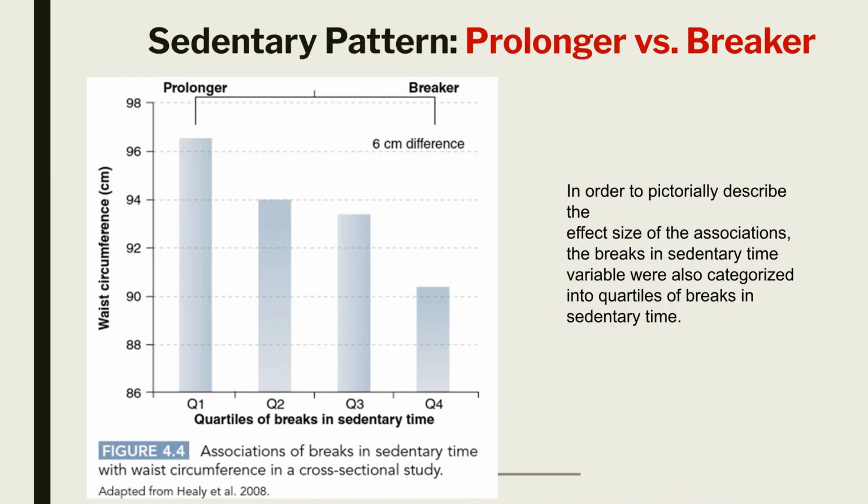Even when total sitting time is the same, more breaks are associated with smaller waist circumference. The study showed that there is a 6 centimeter difference in waist circumference between the prolongers and the breakers. This suggests how you sit matters, not just how much.